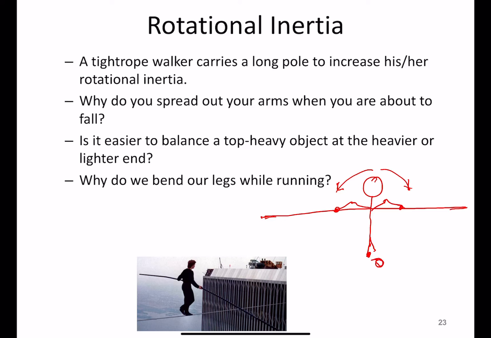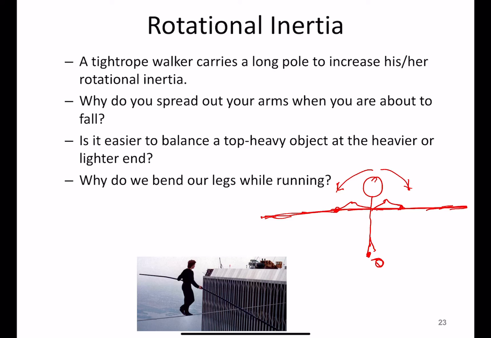Why is that? Remember, more mass away from the axis of rotation. Now you have all this mass distributed quite far away from the axis of rotation. And so the moment of inertia of the man and his pole about the tightrope is going to be much larger, so that makes it harder for gravity to rotate him. There's another reason why they hold on to the pole. Gravity can still rotate them, so they will eventually start to fall, but they will rotate much more slowly. And once they detect that they're about to fall, they can correct themselves using the pole as well.